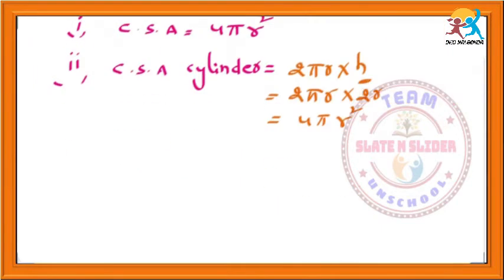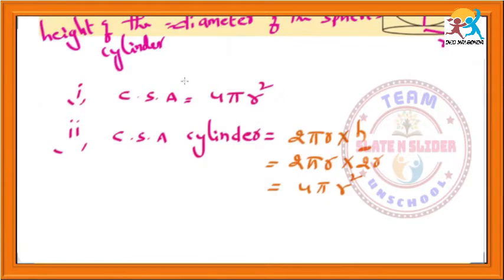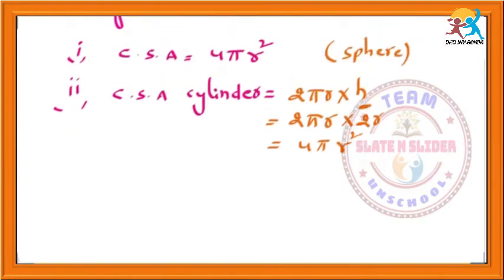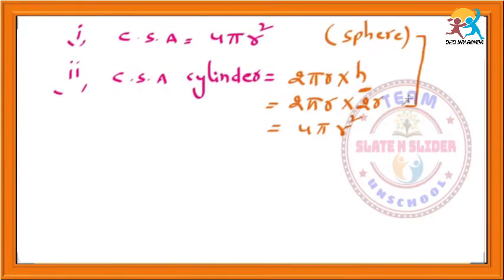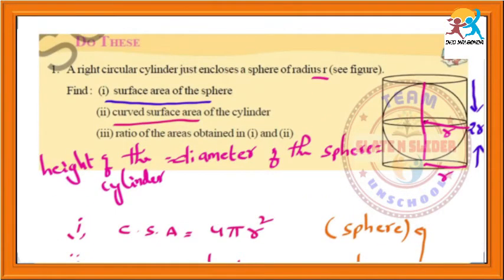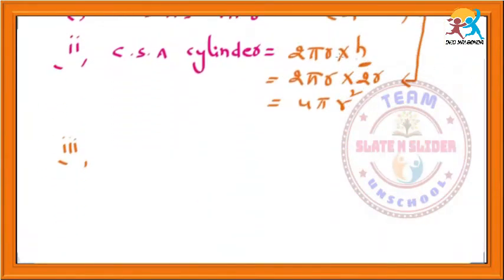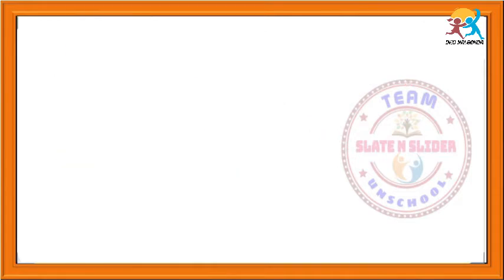So from these two we can observe that the curved surface area of the sphere and the cylinder, if the sphere is enclosed in a cylinder, both are equal. And we go through one more question in that, that is the ratio of the areas obtained in first and second. So both are equal. The ratio will be 4 pi r square is to 4 pi r square, that is nothing but 1:1. From this we can say that both the curved surface areas are equal. And we take one more question.